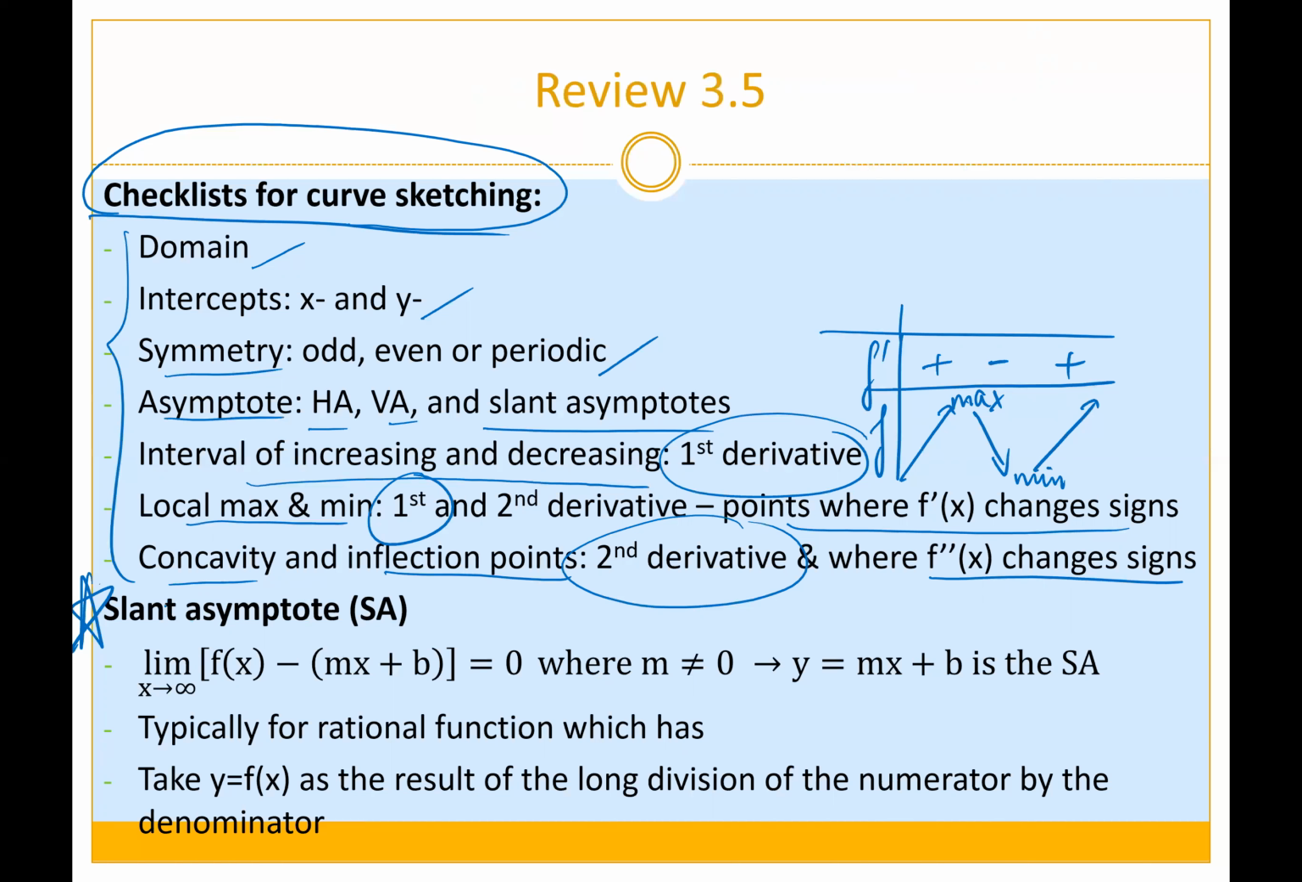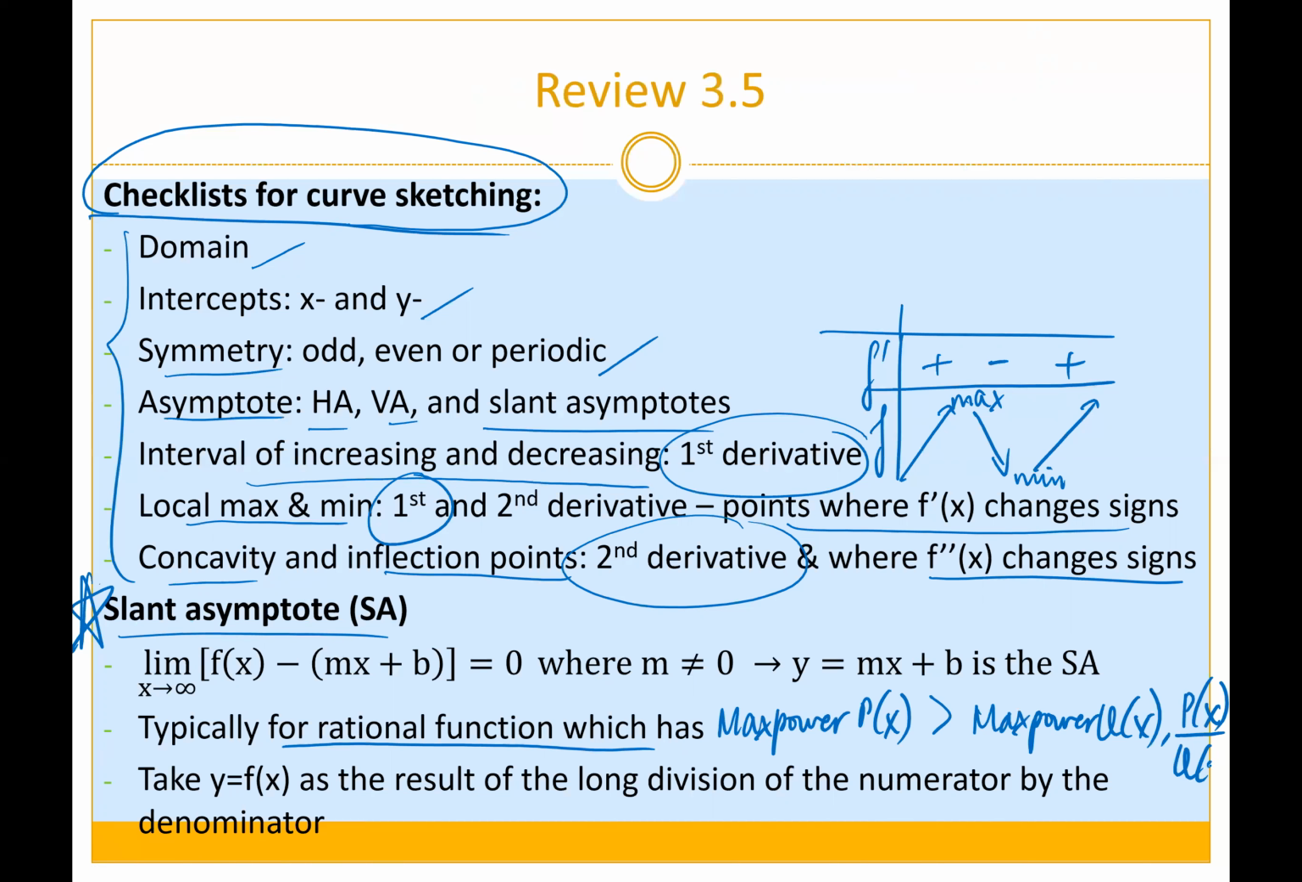Okay, so now slant asymptote. Slant asymptotes usually apply to a rational function where the max power in p(x) is bigger than the max power in q(x), given that you have a rational function in the form of p(x) over q(x). That's easy to see in the previous example of the previous section.